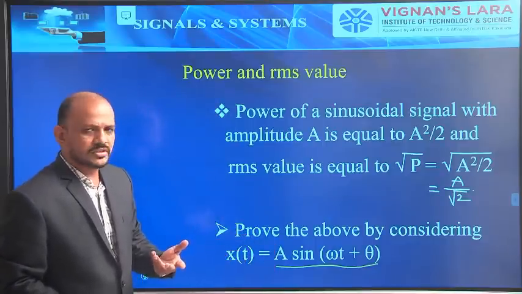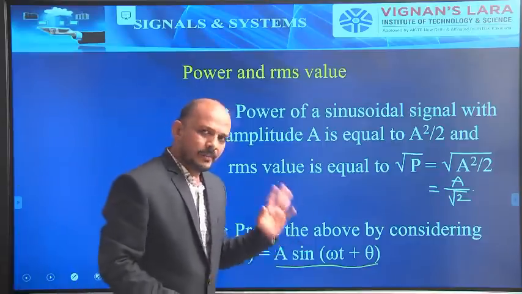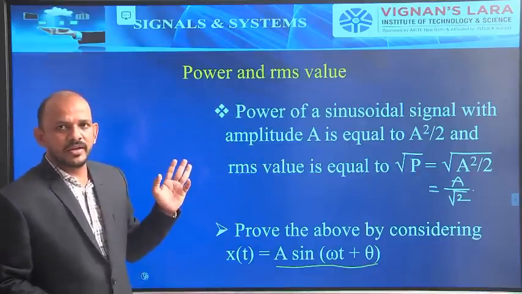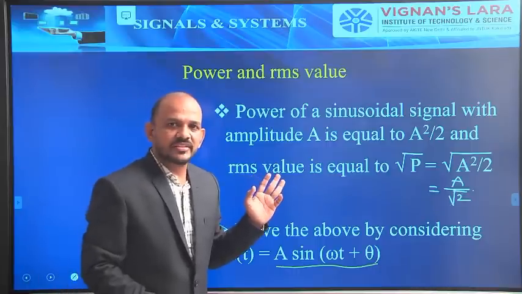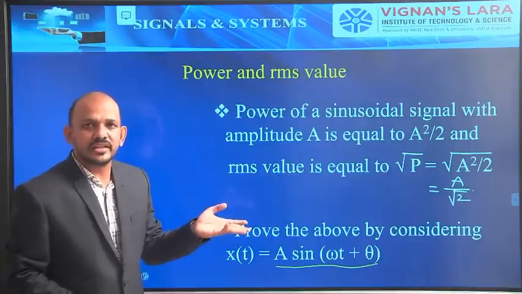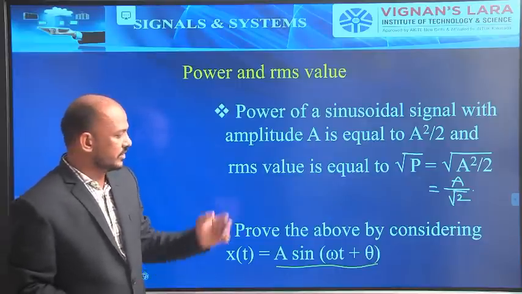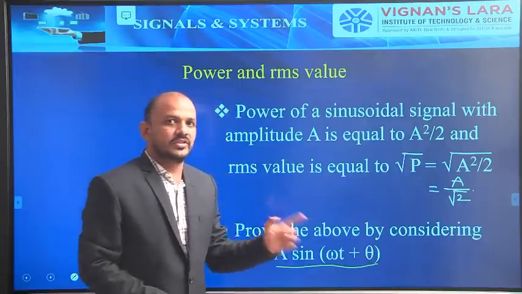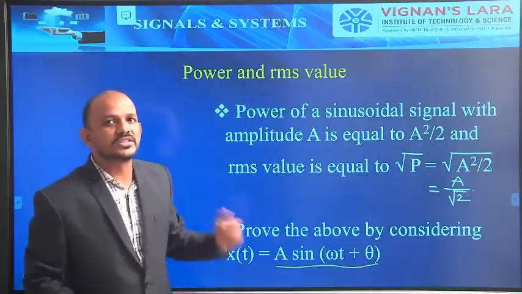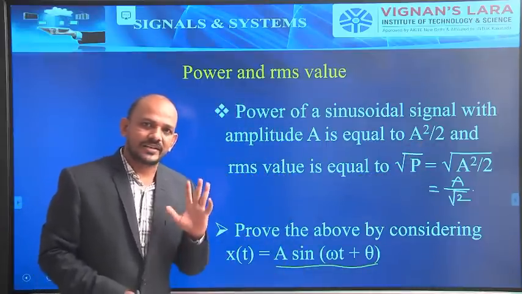So how can you find it? You can find the power by the general formula, and I'll explain it to you. Limit T tends to infinity, 1 by 2T integral from minus T to plus T of mod of x of t whole squared dt. Using that formula you can find the power. That value must be equal to A squared by 2, so you have to prove that. That is for your practice.